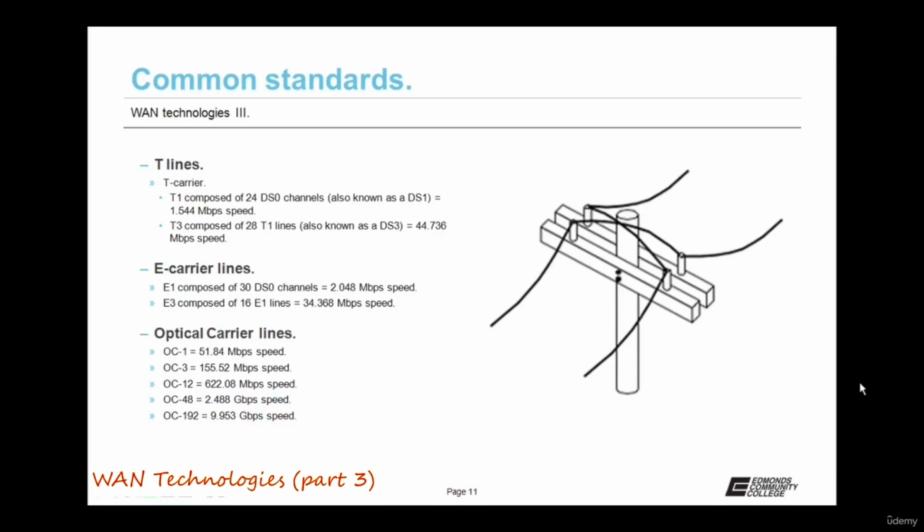Currently at the top of the line is the OC192. That gives you up to 9.953 gigabits per second speed. So essentially 10 gigabits per second worth of bandwidth.